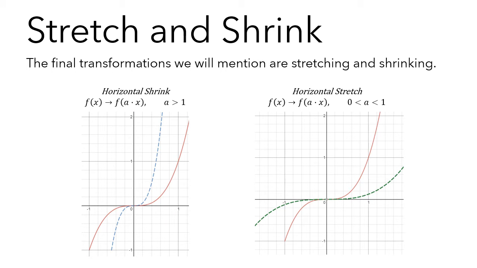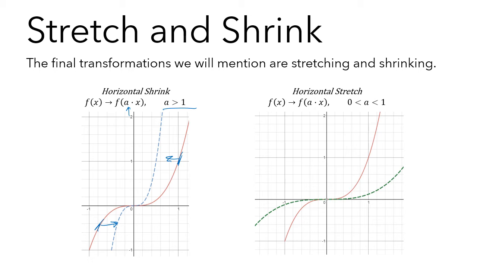So the final type of transformation is called a stretch or a shrink. So this one can get a bit confusing. You can do a horizontal stretch or shrink or a vertical stretch or shrink. So let's start with horizontal. Horizontal deals with a number on the inside. So if the number or a constant multiple on the inside is bigger than 1, it's actually going to shrink it. So here's your original function, and then on both sides of the x-axis, it's shrunk inwards.